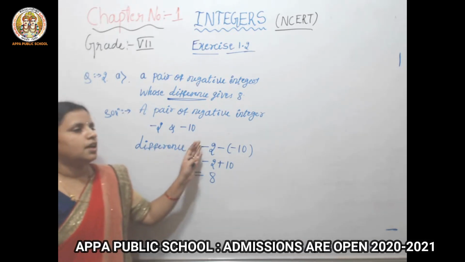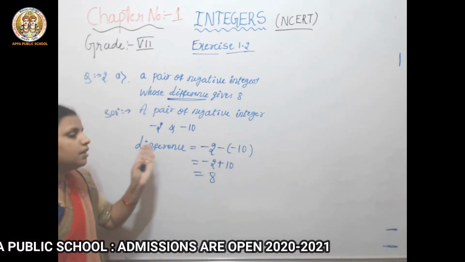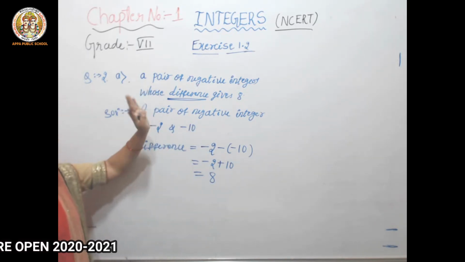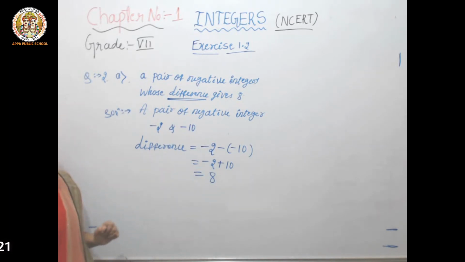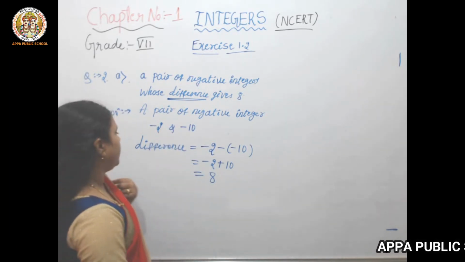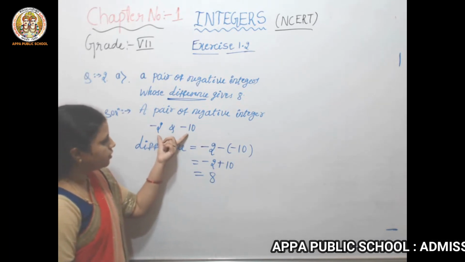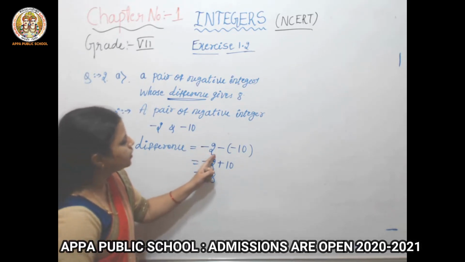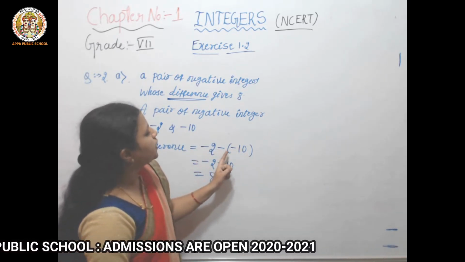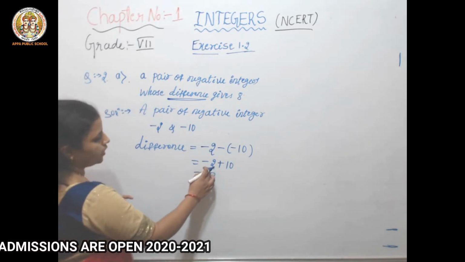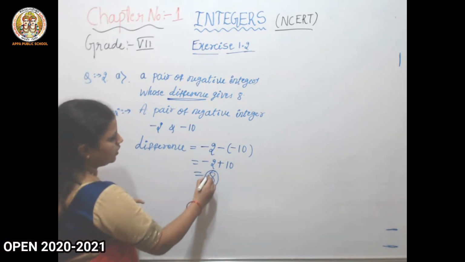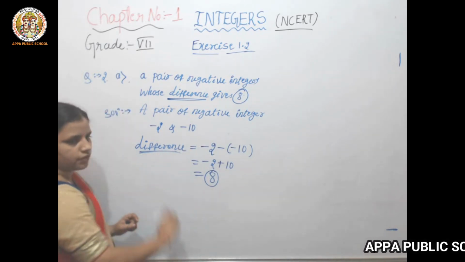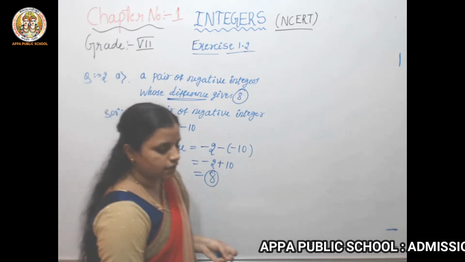So, we can try with other negative integers also. This is one example for the condition of a pair of negative integers whose difference gives 8. And here for the difference, we are taking the negative integers -2 and -10. So, -2 minus -10, minus into minus as plus. So, -2 plus 10 is a positive 8. Here we are getting 8 and here also the condition is 8. Clear? And the next one, B.